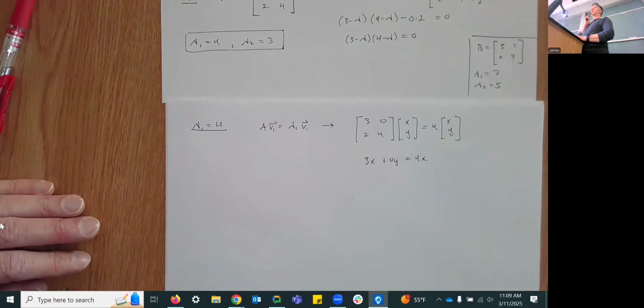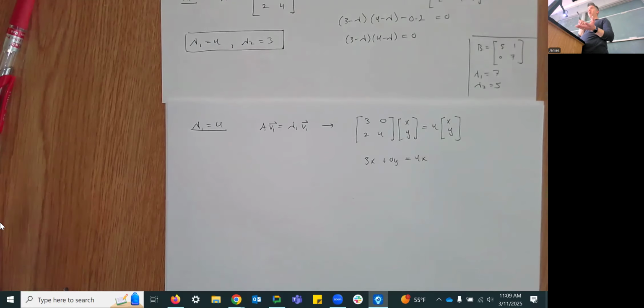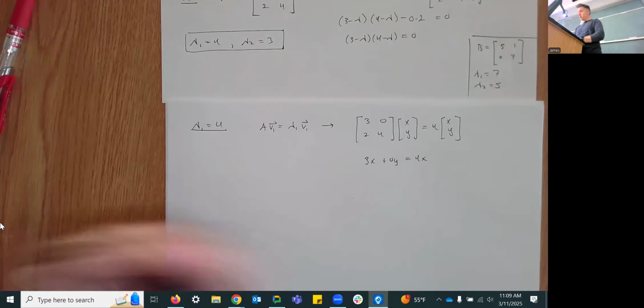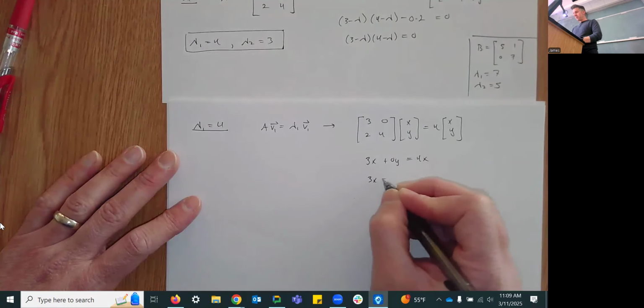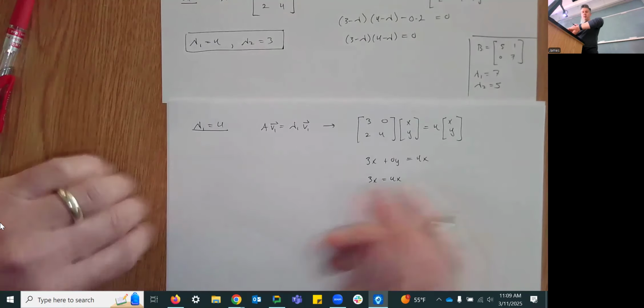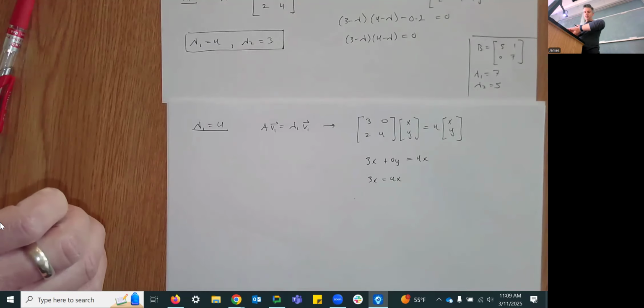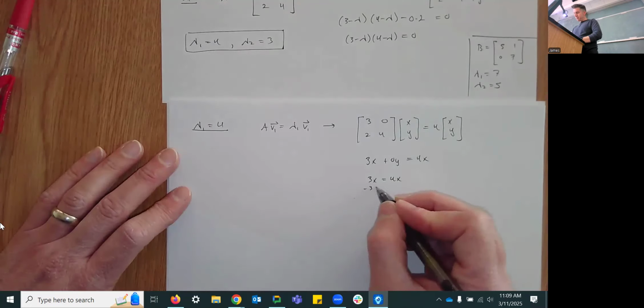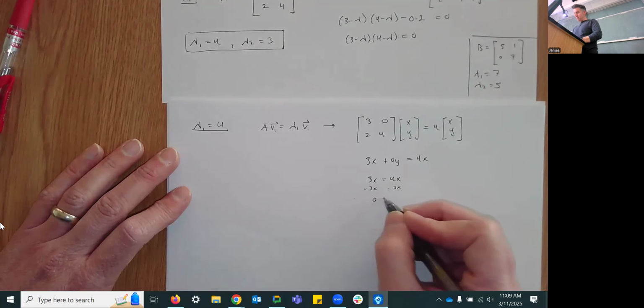Three times the number equals 4 times the same number? There is a number. What is it? 0. 3 times 0 equals 4 times 0. But that's the only solution, right? Another way to solve this would be to subtract 3x from both sides and say that you get 0 equal to x.